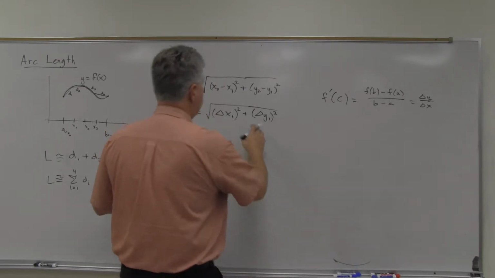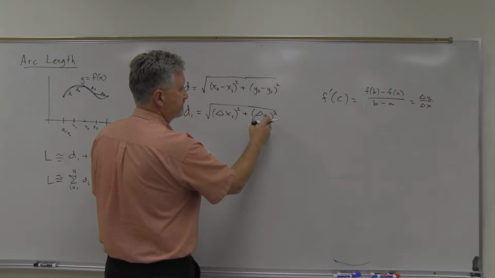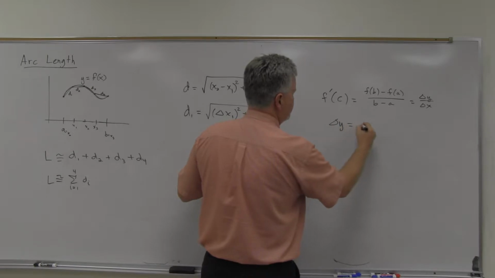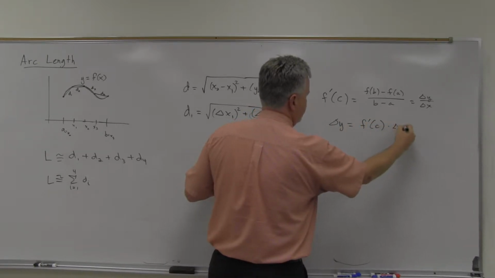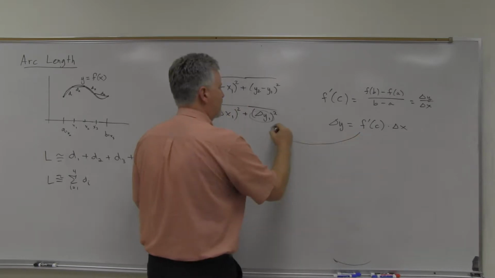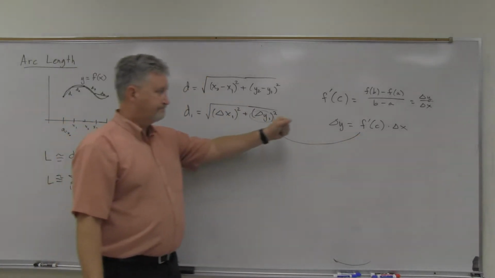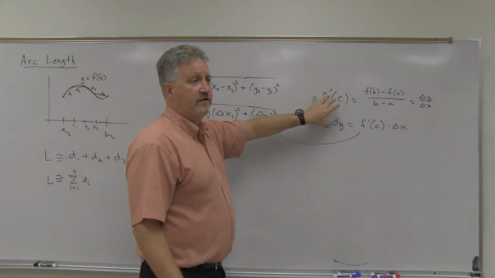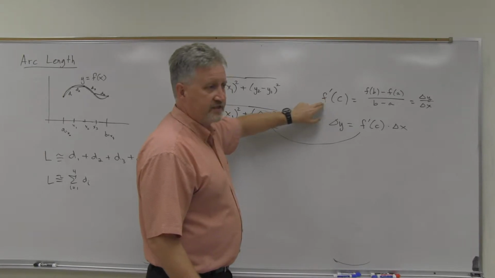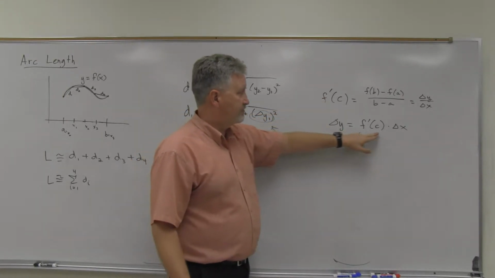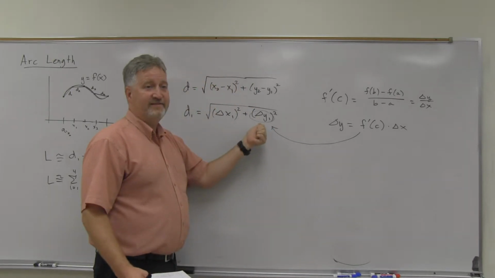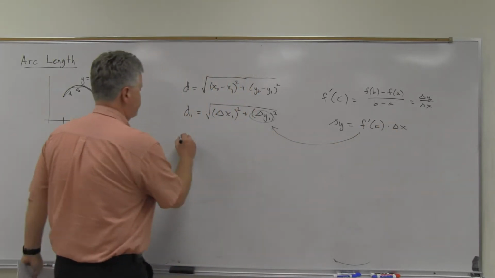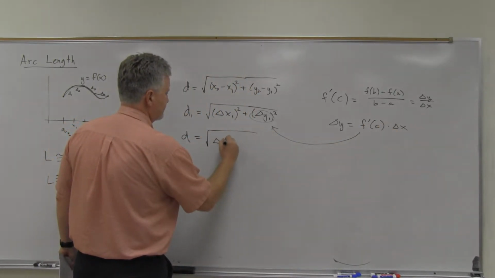So anyway, for each one of these, for delta y, if I solve for delta y, it's f prime of c times delta x. And that's where the mean value theorem comes in. Since this is a continuous function, I can apply the mean value theorem to it. If I alter it just a little bit, it says delta y is f prime c times delta x. I'm going to replace delta y1 by f prime of c1 times delta x1. And then some nice things will happen.